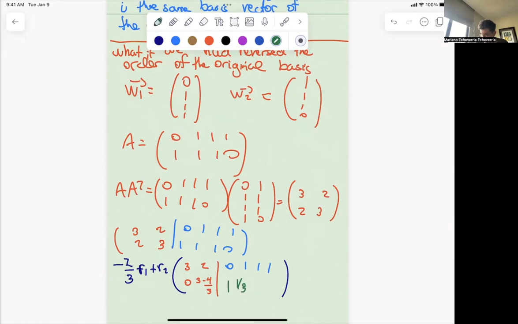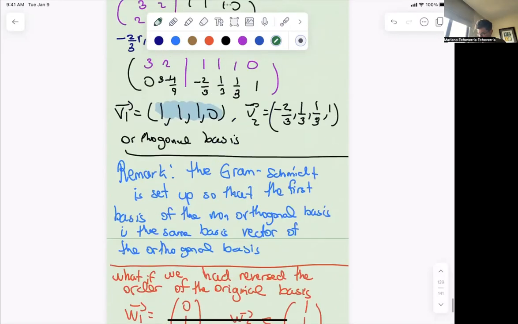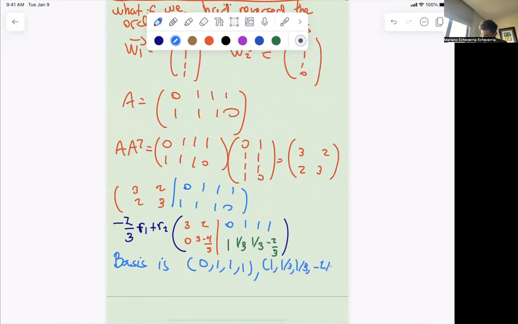And then the other one is 1 minus 1/3. That's 1/3. And the other one is minus 1/3. Oh, minus 2/3, sorry. The last one is minus 2/3 because there was a 0 in this entry. Okay, so in this case, the basis is 0, 1, 1, 1, and 1, 1/3, 1/3, minus 2/3.